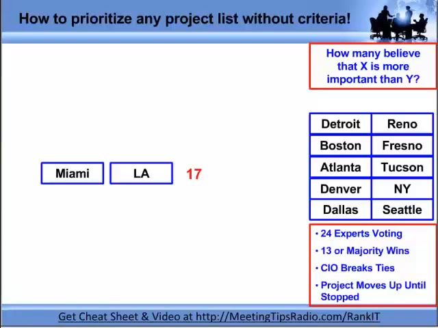how many people believe that Project LA is more important than Project Miami? That's it. 17 people said that Project LA is more important, and I know that 13 or more wins, so I'm moving LA ahead of Miami. Boom. Did everybody see that?